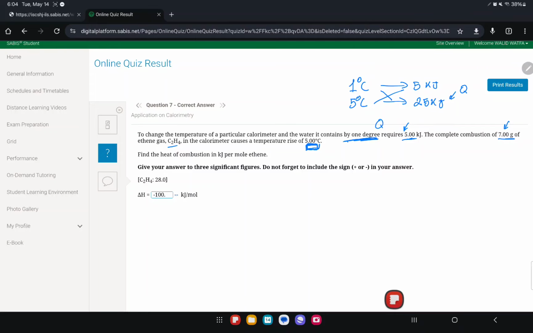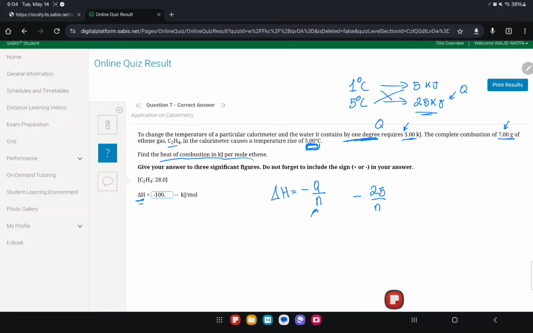Let me continue. They want the heat of combustion, right? The heat of combustion is delta H. And what do we say delta H is equal to? When the question doesn't give you much info, it's very vague, you use minus Q over n. That's the formula. What's our Q? It was 25. So it's going to be minus 25 over n.